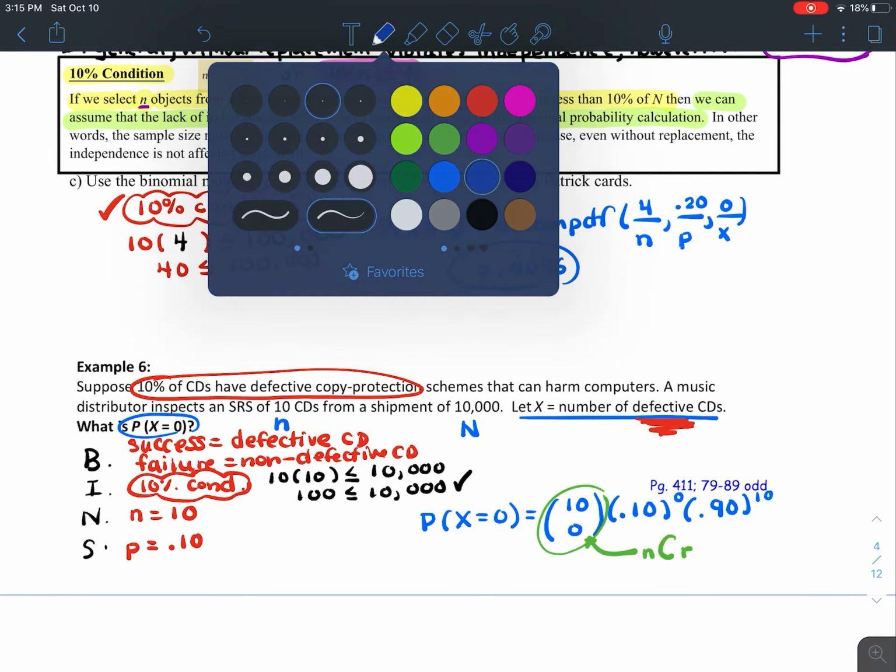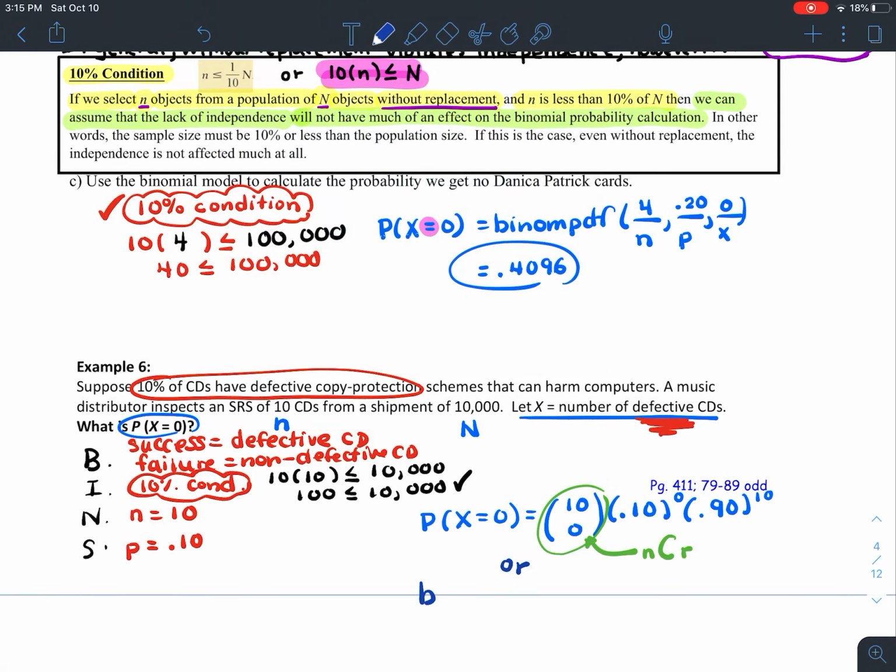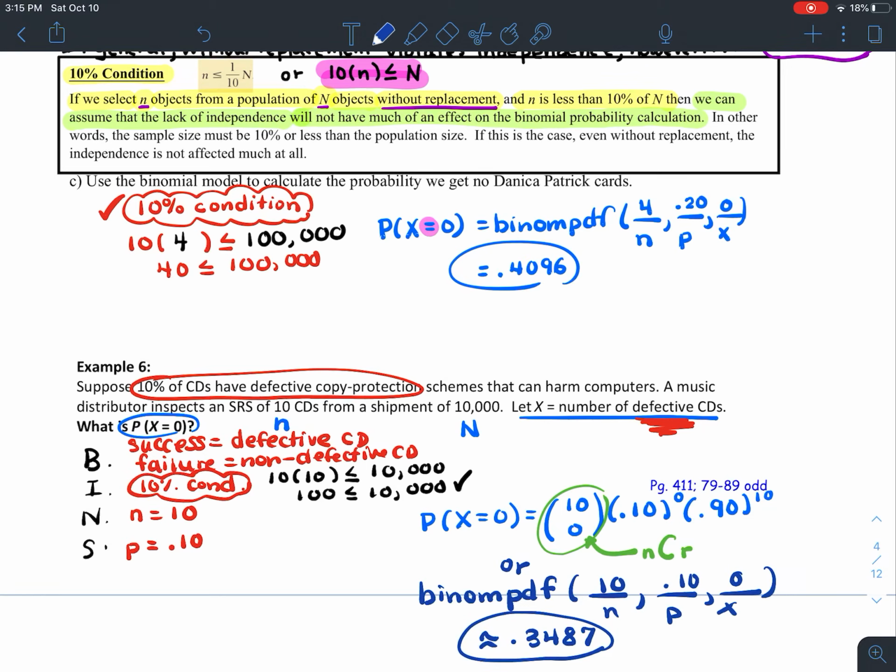You could type it in that way, or we could do binomial PDF. This is a PDF because it's an equal to, not a less than or a greater than here. We label our inputs: there are 10, 10%, and a 0, and either way, we're coming out with 0.3487 as our answer. All right, few problems there.